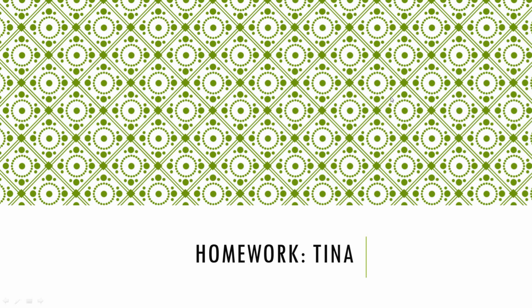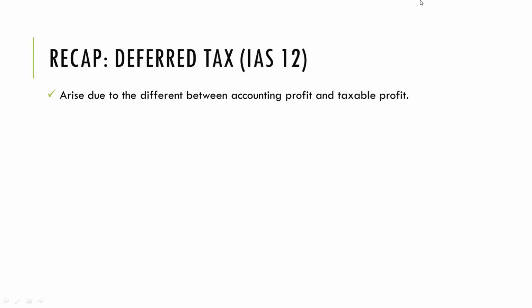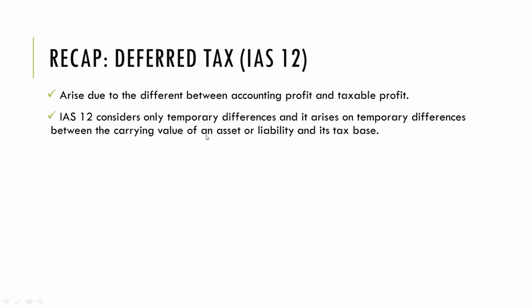All right, before we look into the solution of this question, let us recap what we have learned last week. Basically, last week we looked into deferred tax, IAS 12. So what is deferred tax? It actually arises due to the difference between the accounting profit and taxable profit.